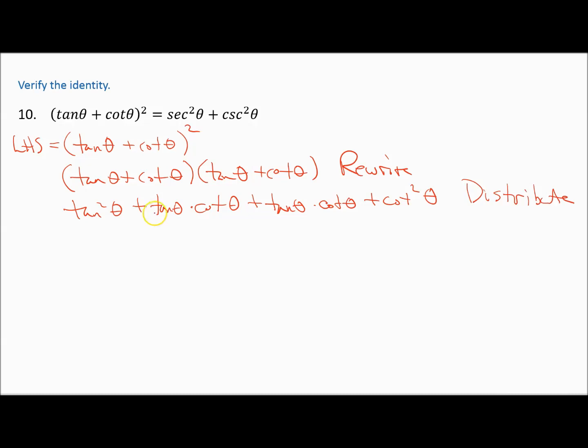Okay, now I'm going to combine like terms. These two guys in the middle that I was talking about, the order, changed one of them. We can combine those together. So it's 2 tangent of theta times cotangent of theta plus cotangent squared of theta. So that's just like terms. All right, notice I'm not even looking at the other side. Secant squared of theta plus cosecant squared of theta. We'll get there in a minute.